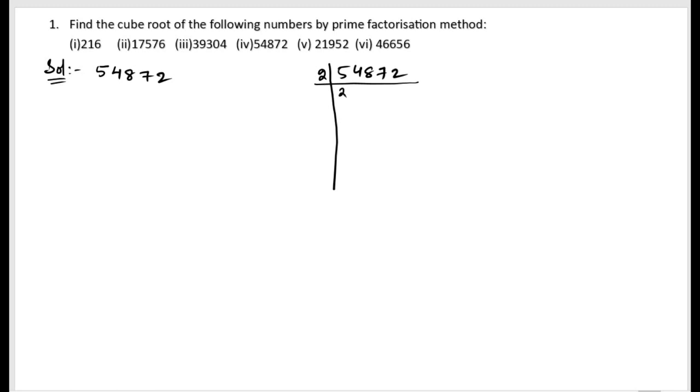So 2 2s are 4, 2 7s are 14, 2 4s are 8, 2 3s are 6, 2 6s are 12. So 2 1s are 2, 2 3s are 6, 2 7s are 14, 2 1s are 2, 2 8s are 16. Next again we can take 2 table, 2 6s are 12. So 1 left, 2 8s are 16, 1 left, 2 5s are 10, 1 left, 2 9s are 18.